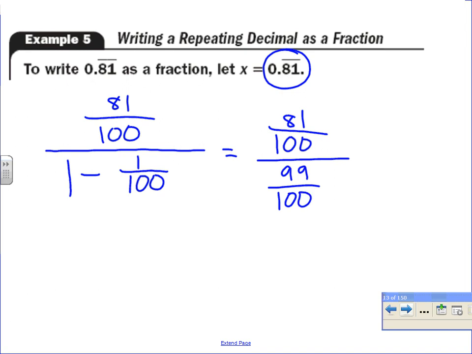It's basically saying 100 over 100 minus 1 over 100. Because if you change 1 to have a common denominator, 100 over 100 minus 1 over 100 gives you 99 over 100. Hold on, Adam. Does everyone understand how to get from here to here? Okay, Adam, do you have a question?